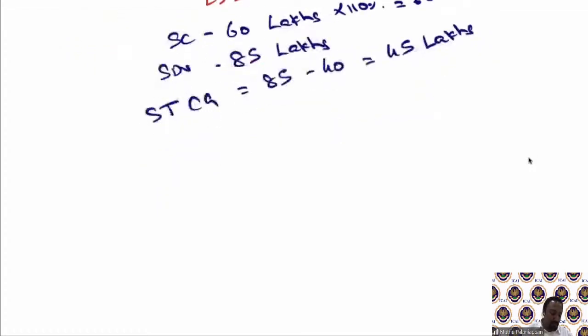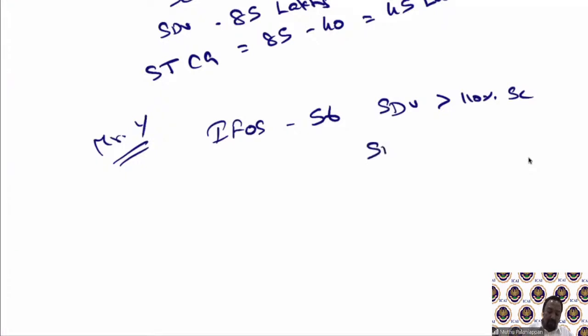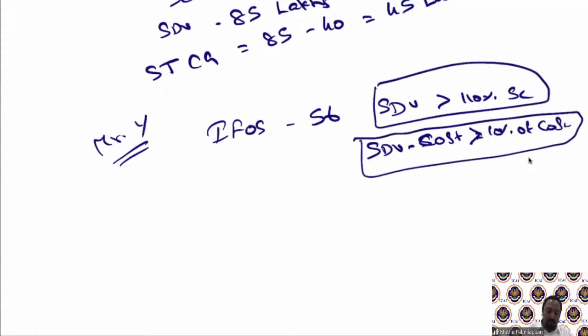Now, as far as Mr. Y goes, what should you do? Mr. Y, with respect to income from other sources. Income from other sources, 56 says, if you have purchased any property where the difference between the same provision, whatever you discussed in capital gain, that is stamp duty value greater than 110% of your sale consideration. So this is the same thing. But what would have changed is they would have said stamp duty value minus cost, cost is greater than 10% of cost. Both are same.